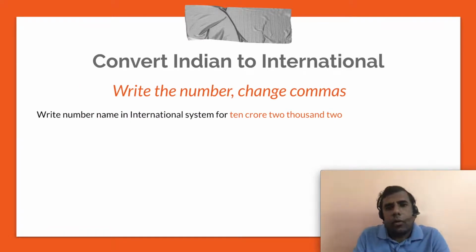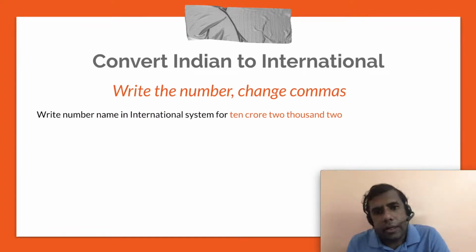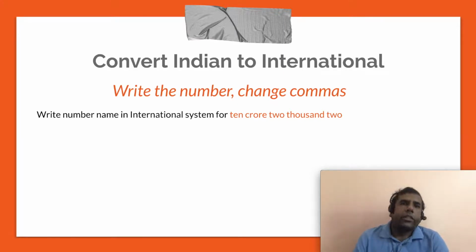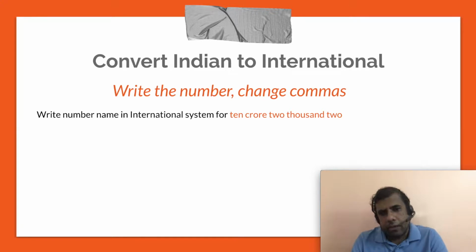Now let's look at how to convert Indian numbers to international numbers. We simply write the number and change commas. We saw that the only difference between the two number systems is where the commas are placed. So we write the number and change commas, and then we can write that number name again.